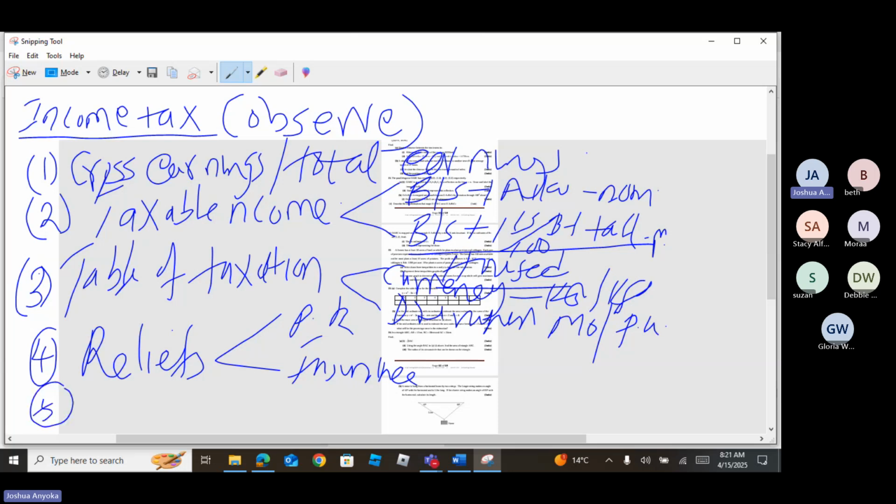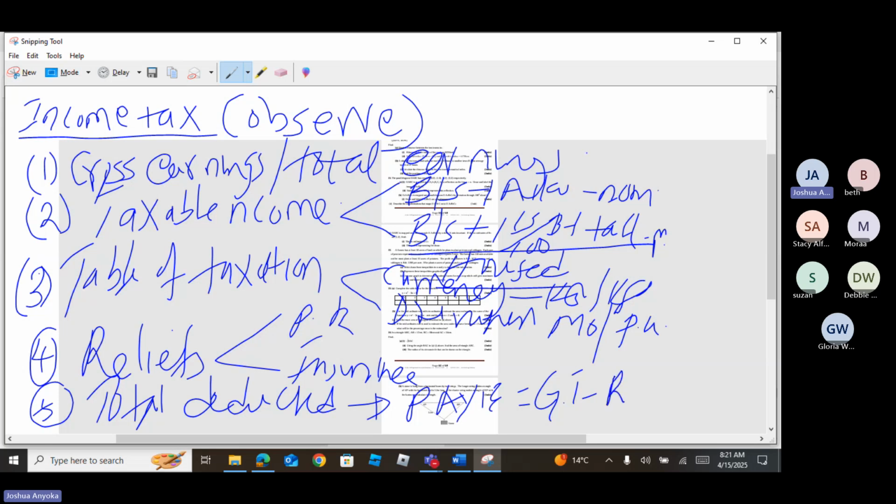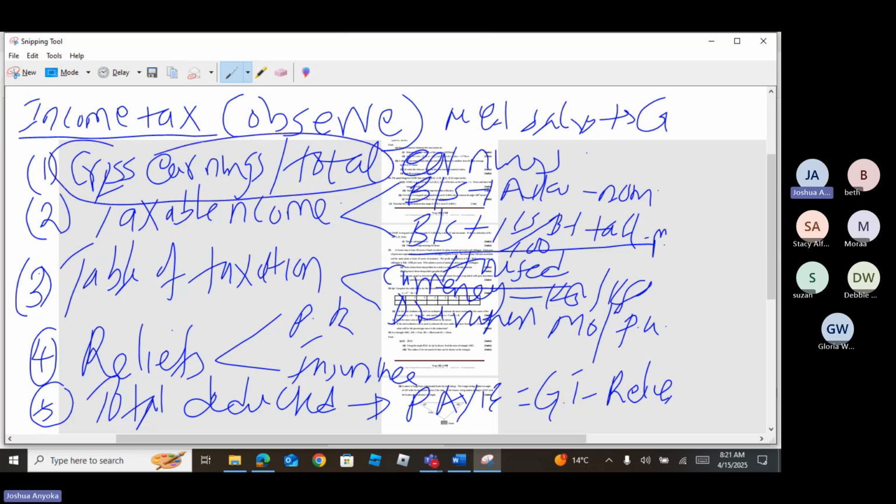So number five, you are supposed to understand total deductions. Total deductions: what is deducted from the employee's salary? Our first deduction is PAYE. And the PAYE is equal to gross tax minus the reliefs, because we now know how to find the reliefs. After that, we go to getting the net salary, which will be gross earnings, which we looked for in number one, minus total deductions.